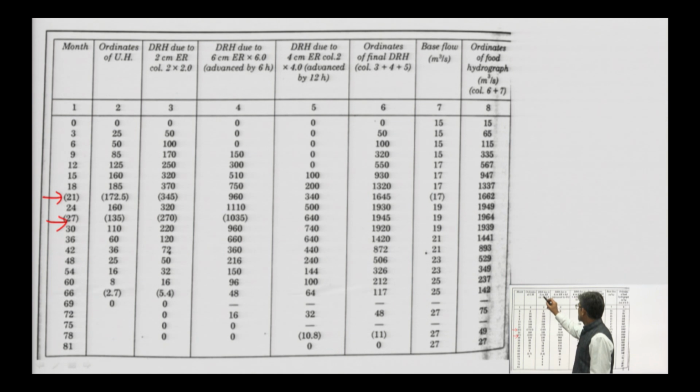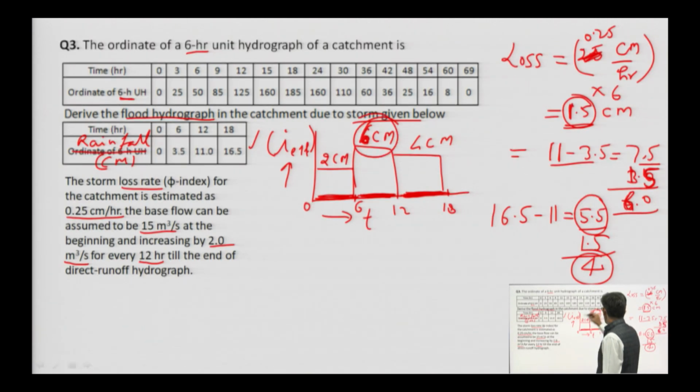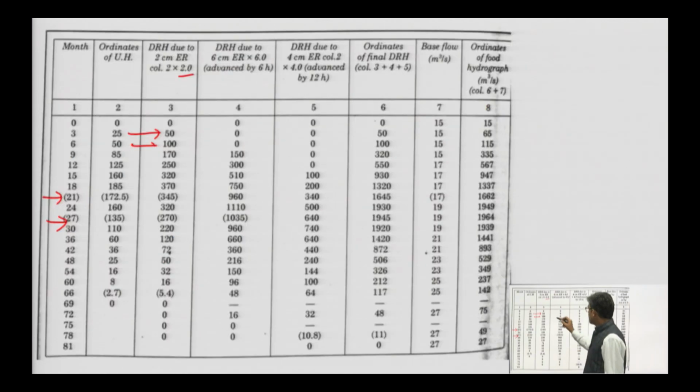So, first rainfall, effective rainfall is how much? 2 centimeter. So, the ordinate will be multiplied by which one? 2. So, 0 multiplied by 2 is 0, 25 multiplied by 2 is 50, every ordinate has been multiplied. The next storm is of effective precipitation of 6 centimeter. That is why the ordinates shown in column 2 will be multiplied by 6, and advanced by 6 hours.